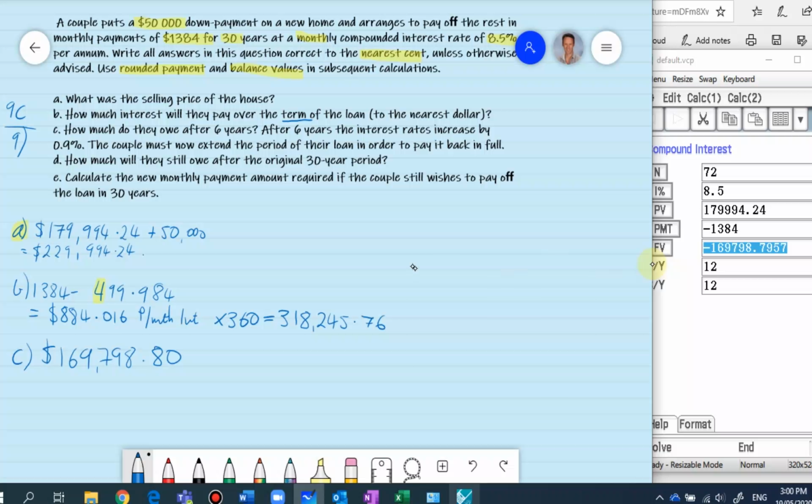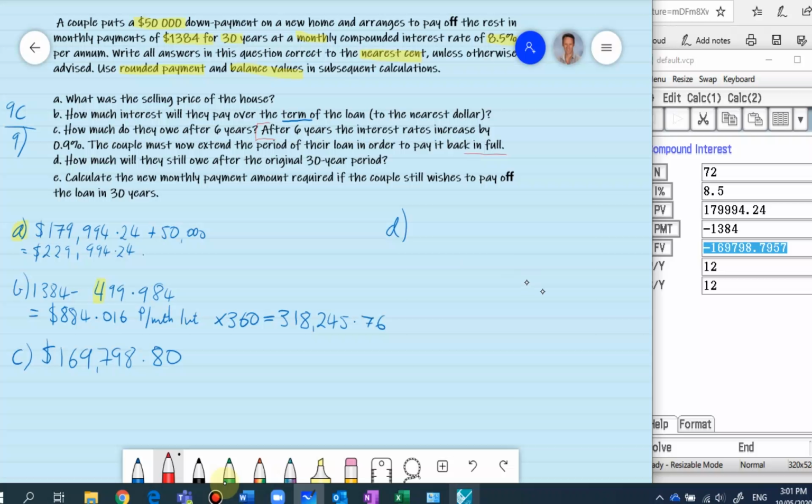Okay, over to part D. Now the key with part D is we're told this question cuts off. I haven't edited this perfectly. After 6 years, the interest rates increase by 0.9%. The couple must now extend the period of their loan in order to pay it back in full. Okay. How much will they still owe after the original 30-year period?